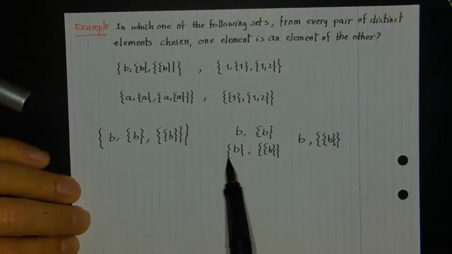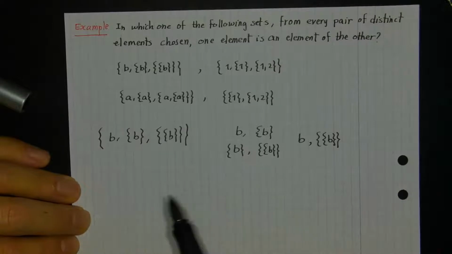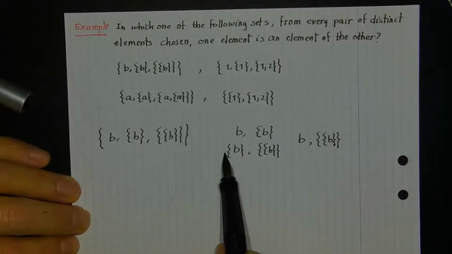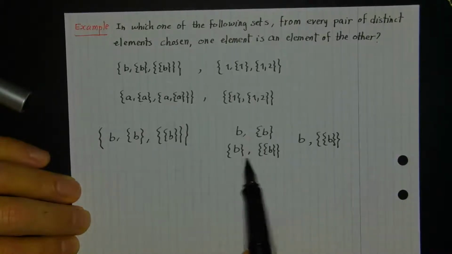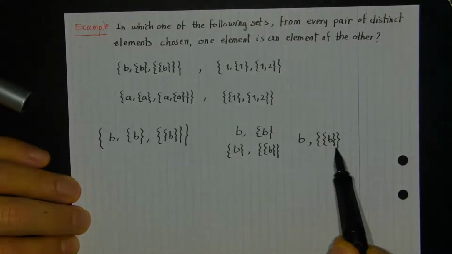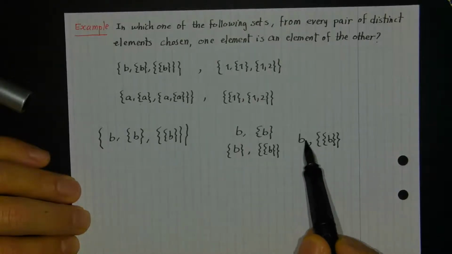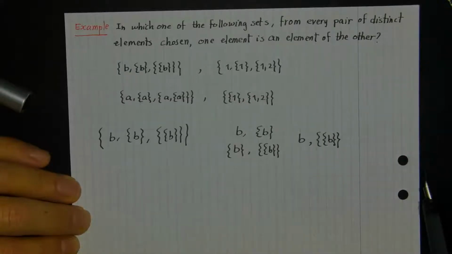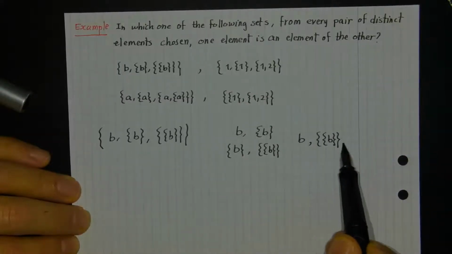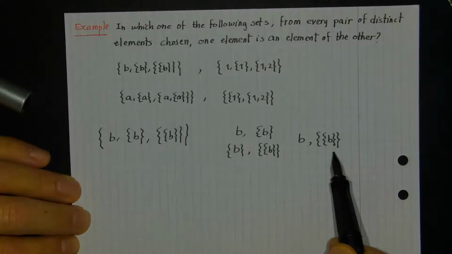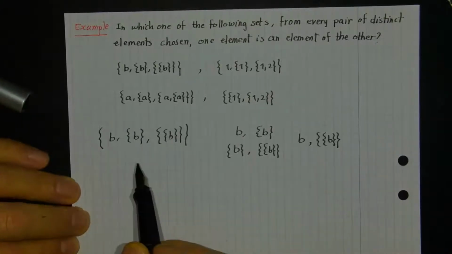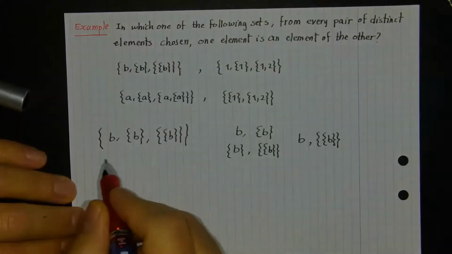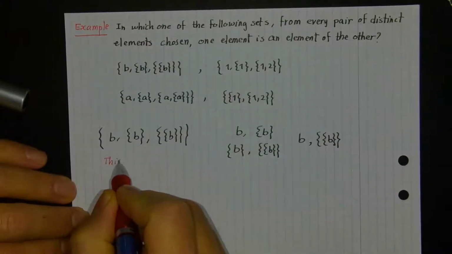But then I go to this pair. Is it true that one of them is an element of the other one? Again, the answer is yes, because the left-hand side one is an element of the right-hand side one. So far everything works. But when I reach the last pair, is it true that this one belongs to this one? The answer is no, because B is not an element of this. The other way around is not true as well, because this one also does not belong to this one. So this cannot be chosen. So this is not what I want. Okay, this is not the answer.